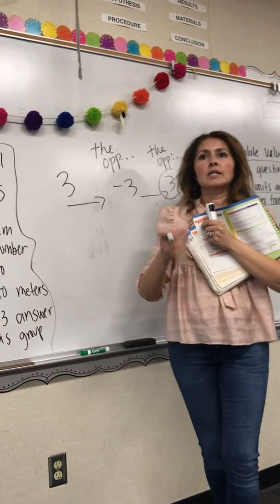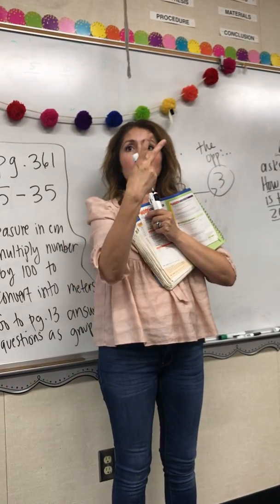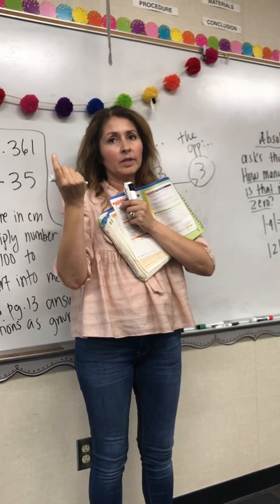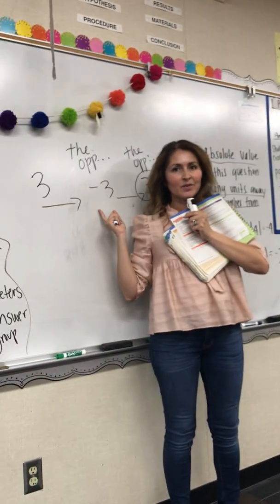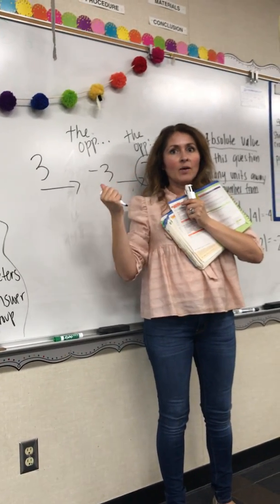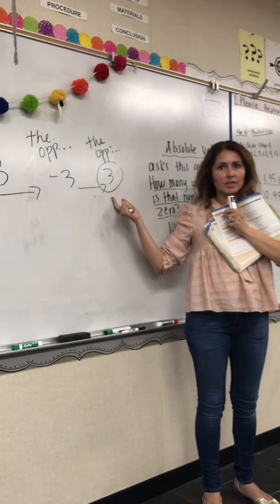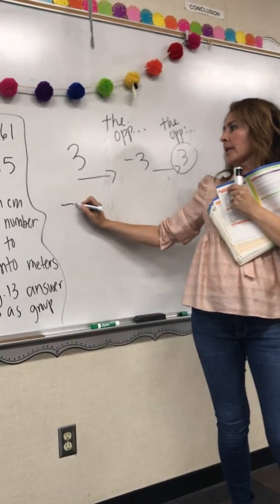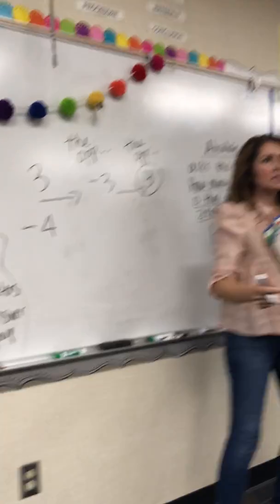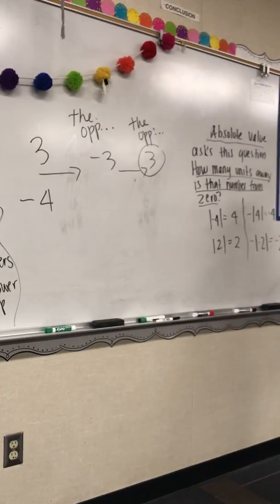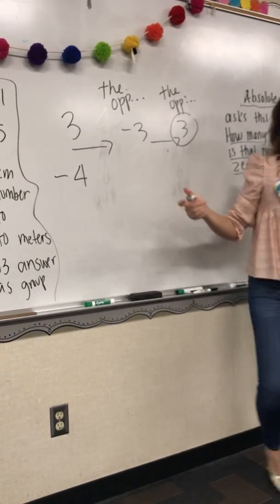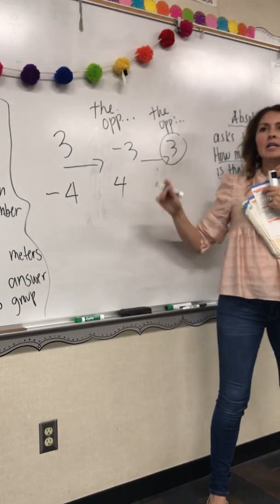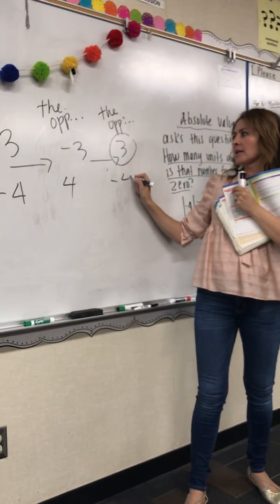What did I do? I started with 3. The opposite of the opposite. Do two opposites. My first opposite of a 3 is a negative 3. The opposite of that would be a positive 3. Did you see that? Let's do a negative number. Negative 4. What is the opposite of the opposite of a negative 4? Negative 4 is correct. The first opposite is 4. Then the second opposite would be negative 4.